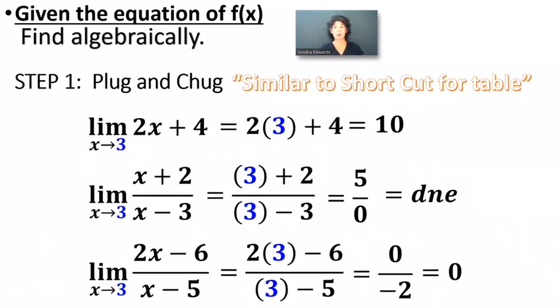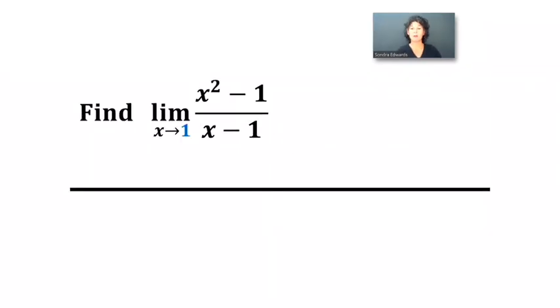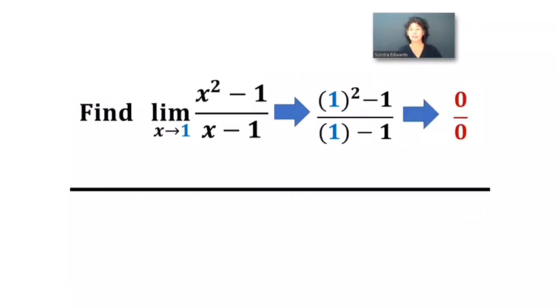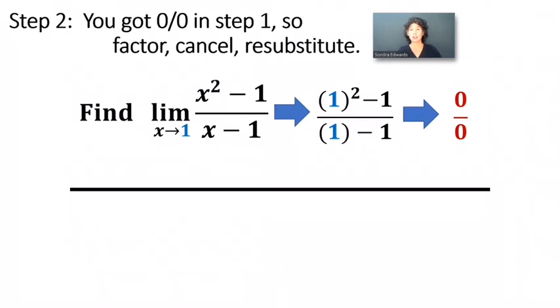So now let's look at a problem where step 1 is not enough and we have to have a step 2. Starting this problem by substituting in 1 and simplifying, we get 0 over 0. 0 over 0 is an indeterminate form. This does not equal 0. So if you substitute and you get 0 over 0, then you need to factor, cancel, and substitute.